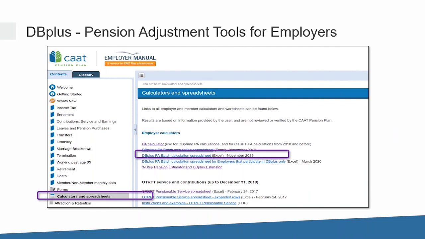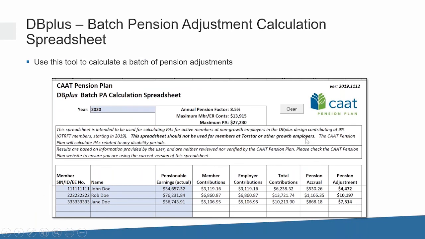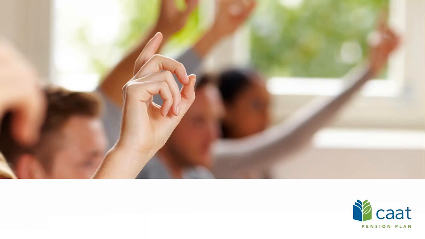To assist employers, we have a DBplus batch PA calculator available. This is located in the employer manual in the calculators and spreadsheets section. The tool is very easy to use. Here is a sample of the DBplus batch pension adjustment calculator spreadsheet. At the top of the page, enter the PA year. Then enter the member's name, ID, and actual pensionable earnings for the year. The tool will then calculate the PA amount.